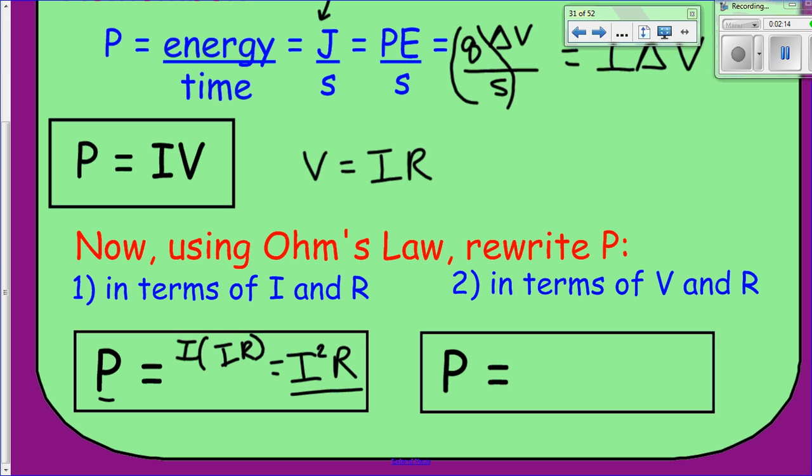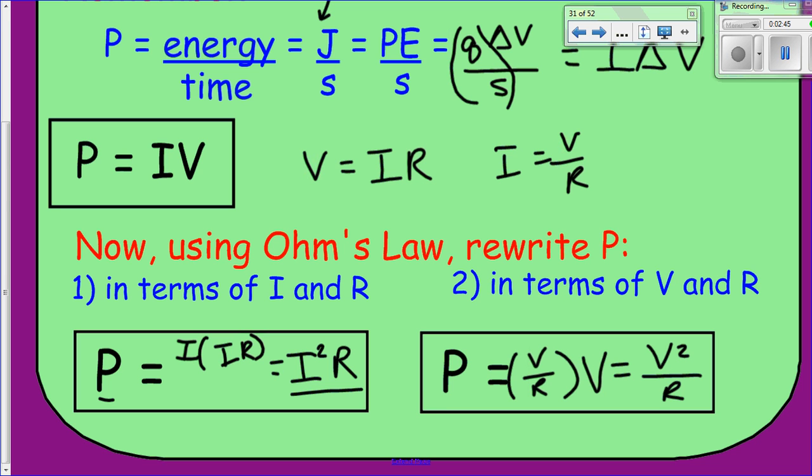Let's look at the second one. The second one wants it to be rewritten, but in terms of voltage and resistance. So in other words, we need to get rid of the I. So power is equal to whatever I is, I'm going to leave that blank for a second, times voltage. Now, if I rearrange this, remember I is equal to V over R. So instead of putting I in here, I'm going to put V over R. If I take V over R times V, that gets me V squared over R. So power can also be calculated by taking V squared over R.